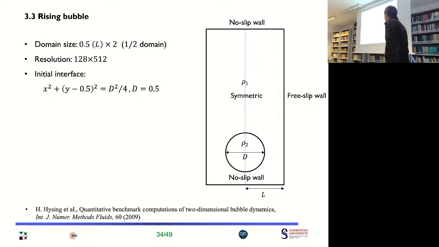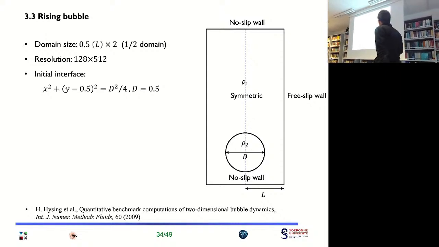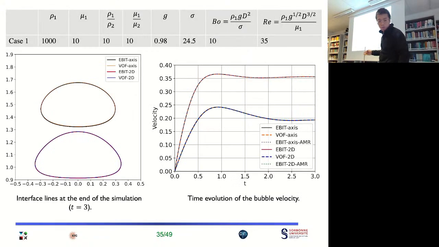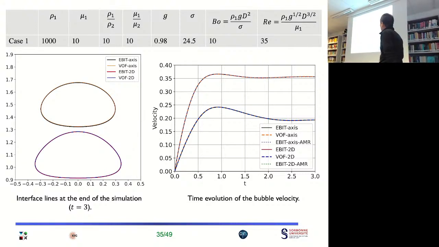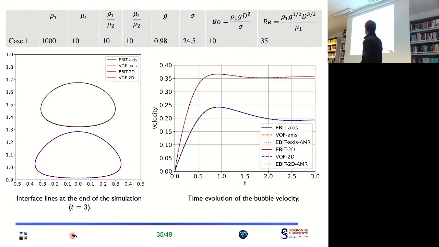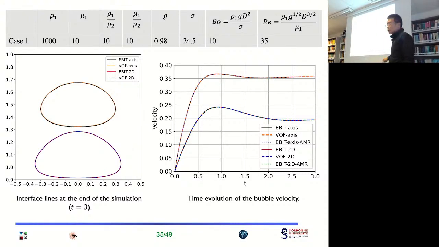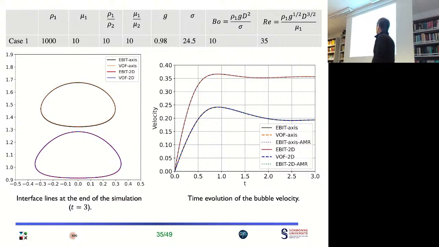So the third test case is the rising bubble under gravity, which comes from the Basilisk website. The first setup corresponds to the bubble in the ellipsoidal regime. Both the 2D and the axisymmetric configuration have been investigated, and good agreement can be observed for the bubble shape at the end of the simulation and the time evolution of the bubble velocity.